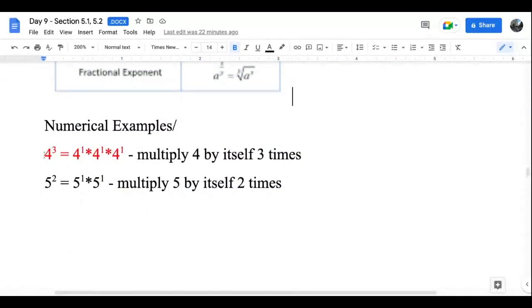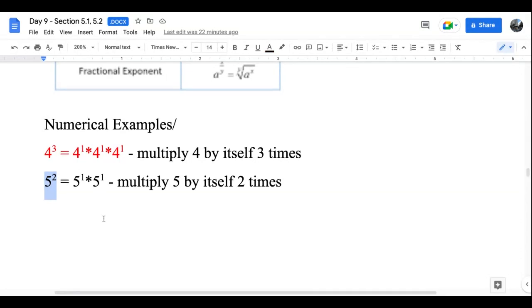Okay, let's see some numerical examples. So 4 raised to 3 can be thought of as 4 raised to 1, 4 times 4 times 4, right? And each 4 has an exponent of 1, so 1 plus 1 plus 1, that's 4 raised to 3. Or 5 squared, that's 5 raised to 1 times 5 raised to 1. 1 plus 1 is 2.